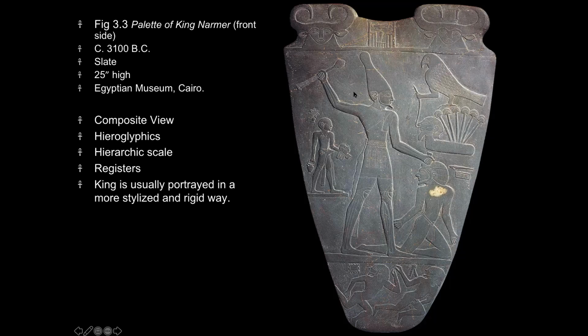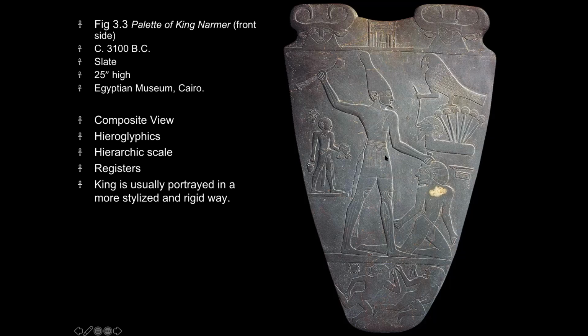So as far as composite view, that's a little difficult to explain, but hopefully we can. If you look at the Pharaoh here, you can see that the way that he's shown isn't really natural. Like a human being couldn't be like this. The most obvious is the eyes are shown from the front, but the face is shown in profile. The chest is shown from the front, and then the arms are shown in profile, and then same thing with the hips and the legs.